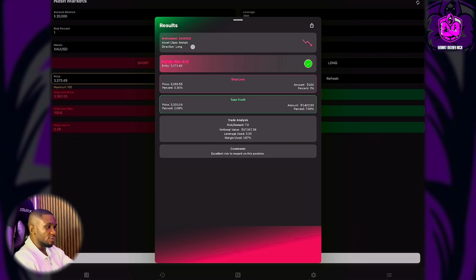You see what it gives us here? Instrument, gold. Asset class, metals. Direction, we are going short. You see the arrow is pointing short, right? Then position size, this is the lot size that you will be using.